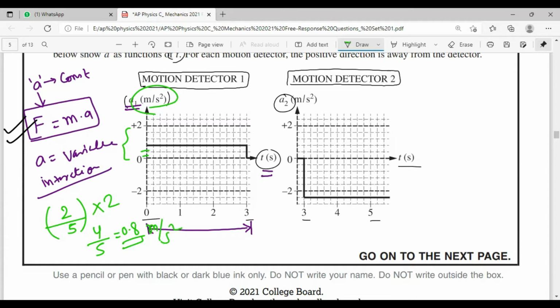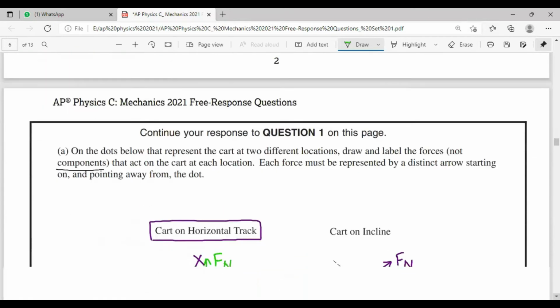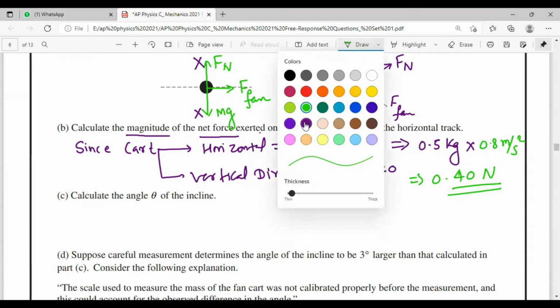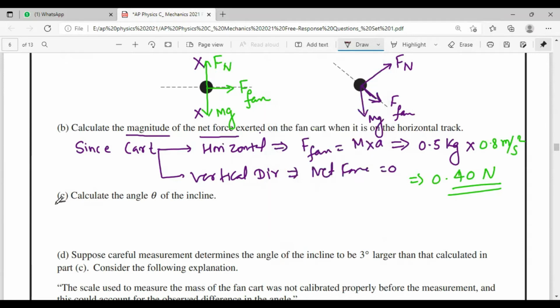So let us put this value on the question paper. The net force will be 0.5 into 0.8 meter per second square. And what will we get? We will get 0.40 Newton. This completes our second question. Okay, friends, let us see the third part, that is the C part.